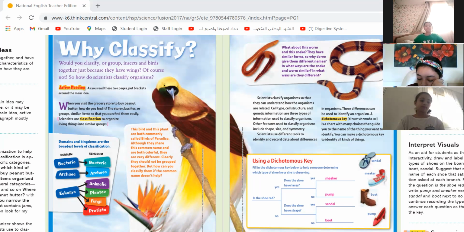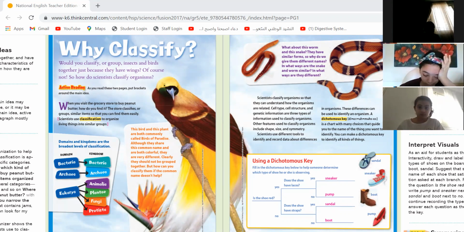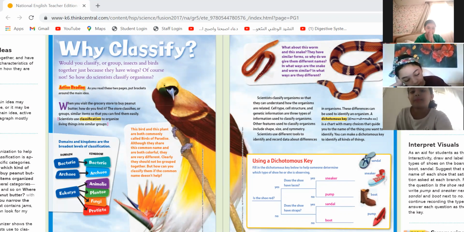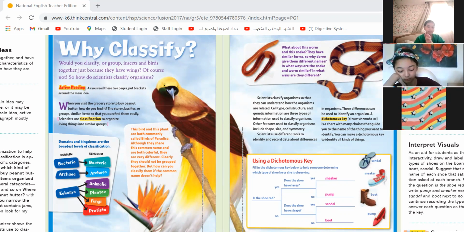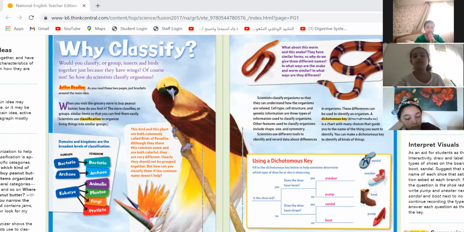Now look at this bird and this plant. This bird and this plant are both commonly called birds of paradise. Although they share this common name and are both colorful, they are very different. Clearly, they should not be grouped together. Of course. Should they be grouped together, guys? No. Why is that? Because the plant is different than a bird. Excellent. A plant is not like a bird.